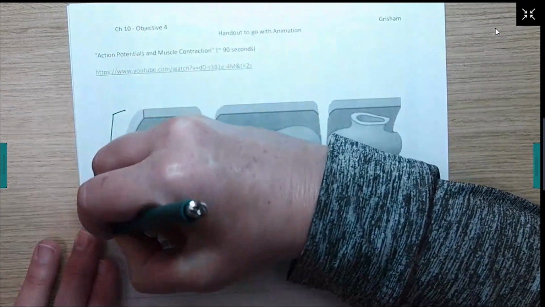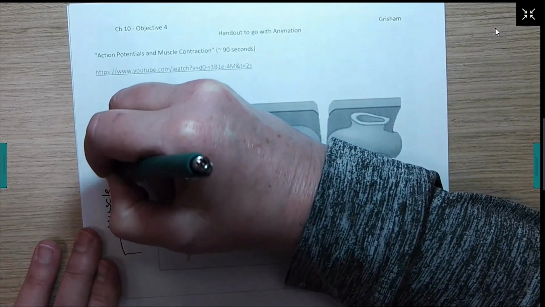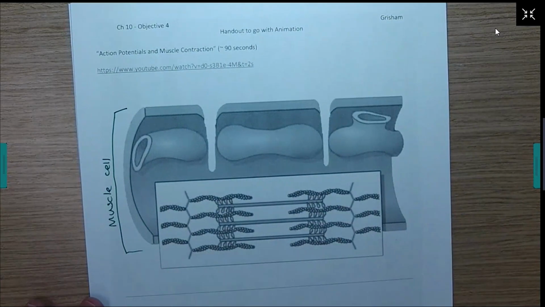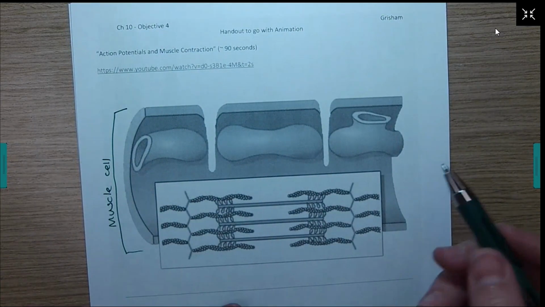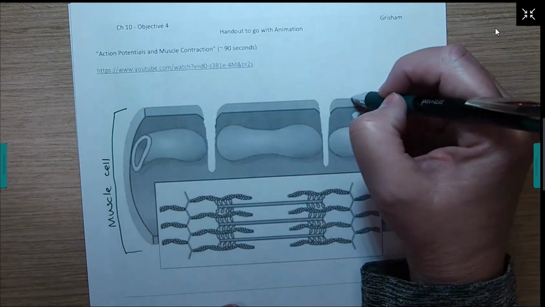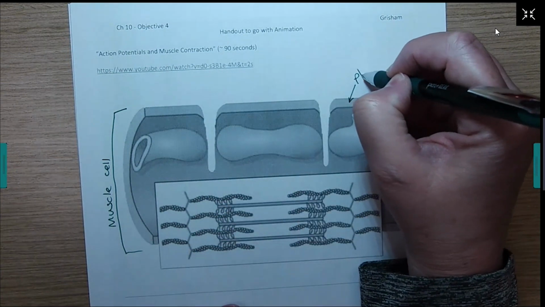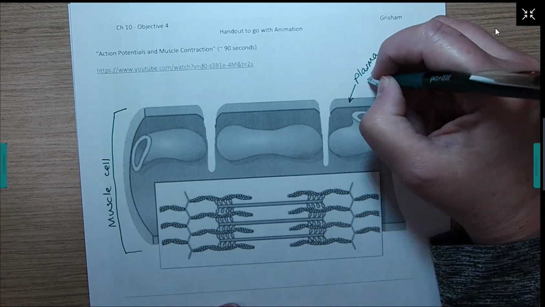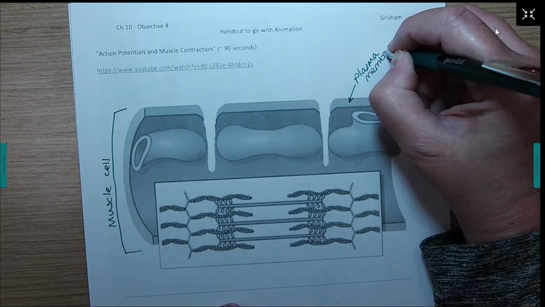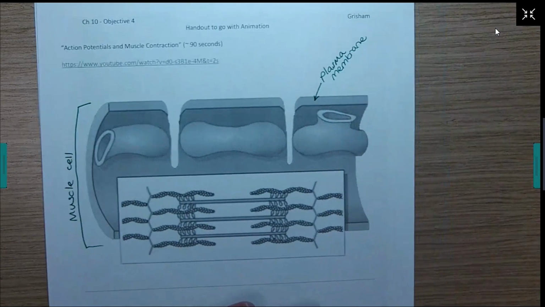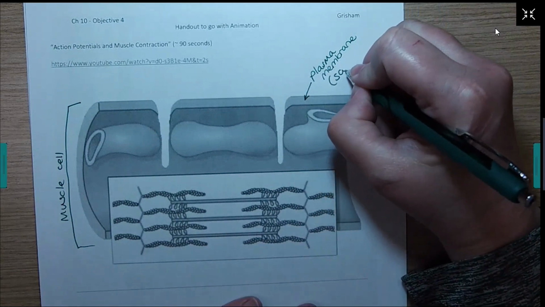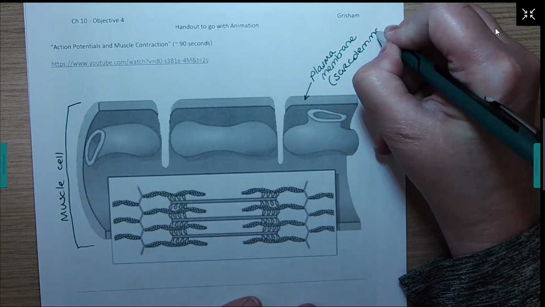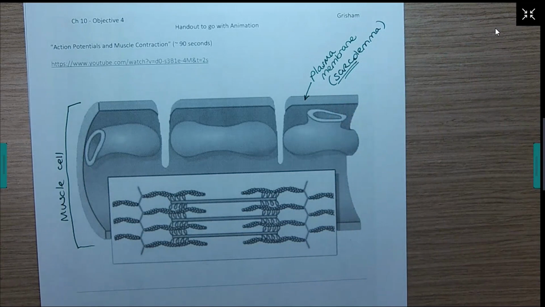This right here is the muscle cell, or the muscle fiber. You've got the plasma membrane of the muscle cell. Now, the fancy name for plasma membrane is sarcolemma. Anytime you see that prefix sarco, you know it's got something to do with a muscle cell.